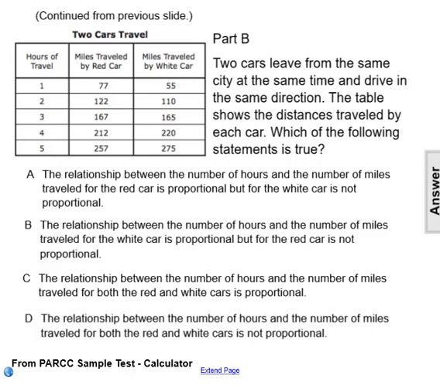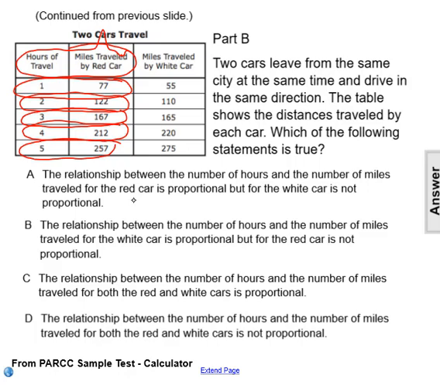So first, let's look at the miles traveled by the red car compared to the hours of travel. In order to see if that relationship is proportional, the ratios of the numbers in the table have to be equivalent. So we're looking at each row with the miles traveled by the red car and then the hours of travel. So we have 77 over 1, 122 over 2, 167 over 3, 212 over 4, and 257 over 5. We're looking at those ratios. But right away, even if we compare two of them, we can see that they're not equivalent.